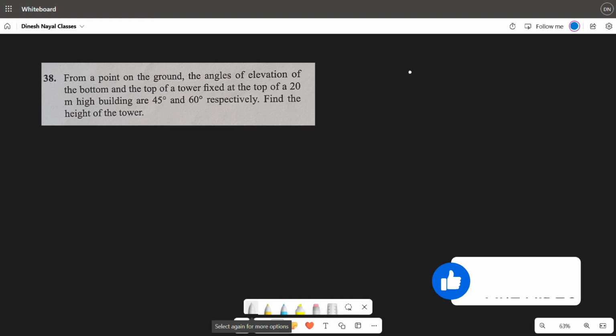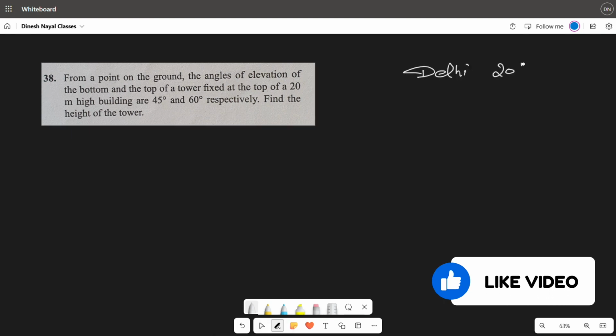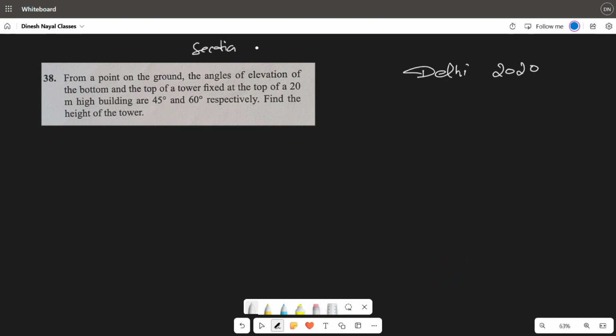Now this question is from CBSE Delhi in the year 2020, and this was from section D, and it's a 4-marker question. Okay, so from a point on the ground, the angle of elevation of the bottom and the top of a tower fixed at the top of a 20-meter high building. Okay, let's make a building first. So consider this is a 20-meter high building, and above this is the tower.